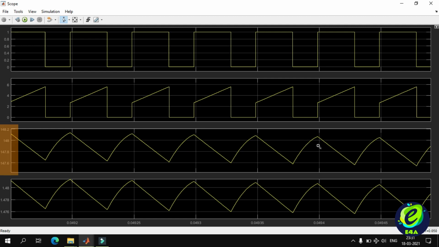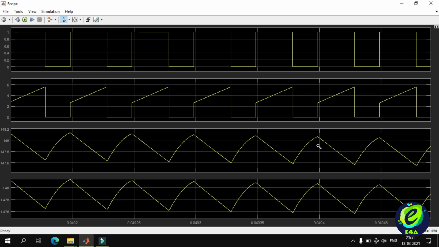The variation in the voltage is less than 1 volt and the variation in the current is less than 5 milliamperes. So the placement of diode and capacitor has solved both the problems and we have attained a fairly constant voltage and current in the output side.